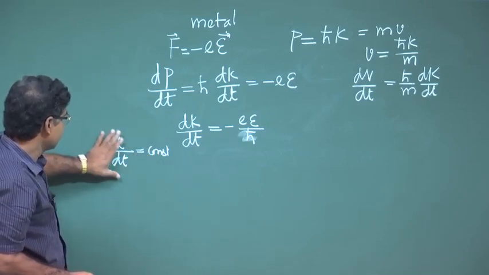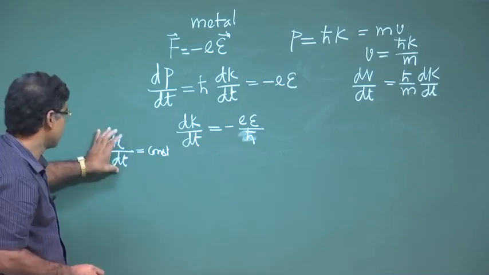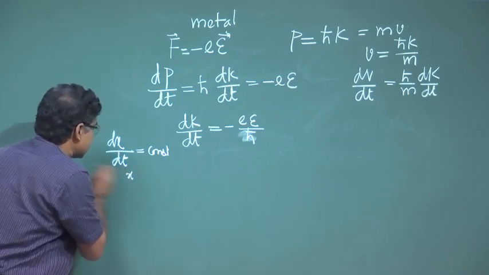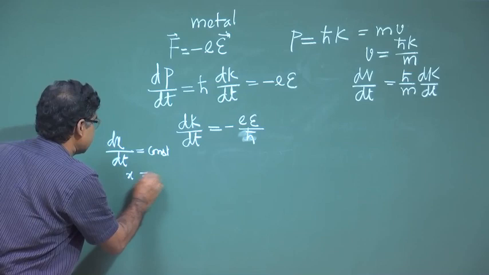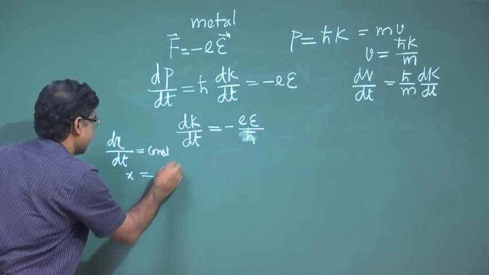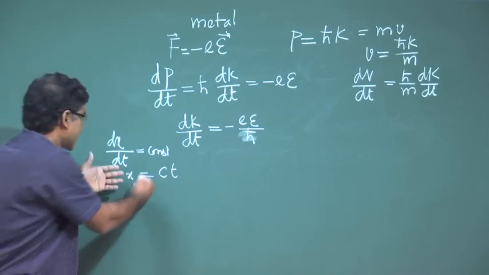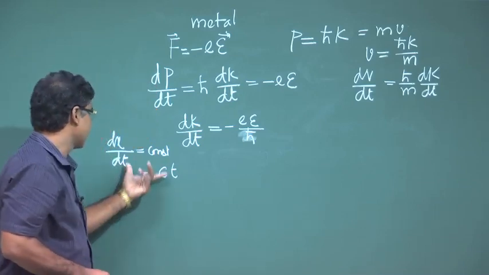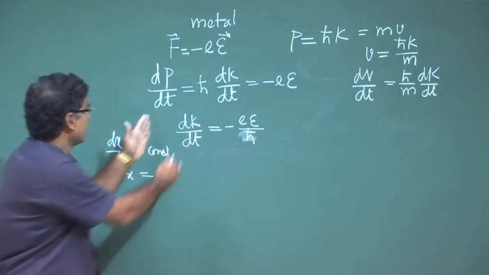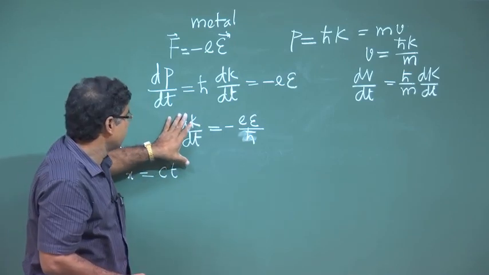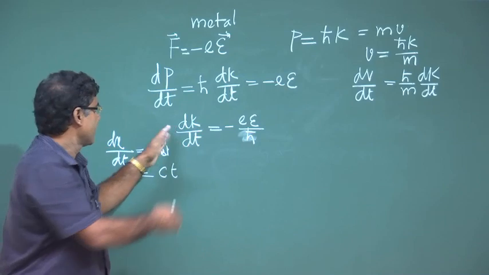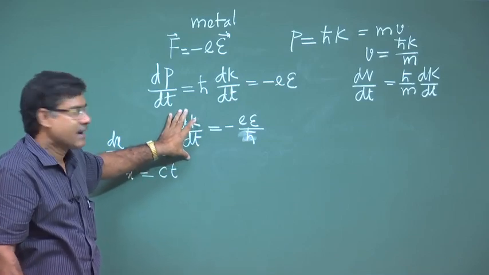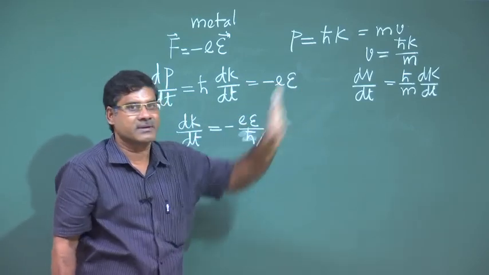It is moving with constant velocity, or this particle is changing its position by some constant c, like this. So, with time it is changing its position uniformly, without any acceleration, just uniform velocity. So, if I see this in k space, this is the velocity in k space, and the carrier is moving with uniform velocity.